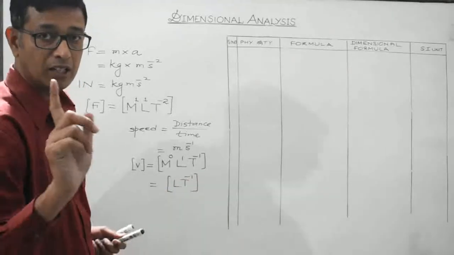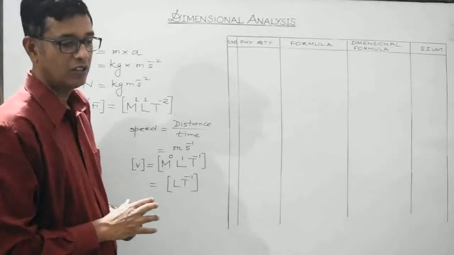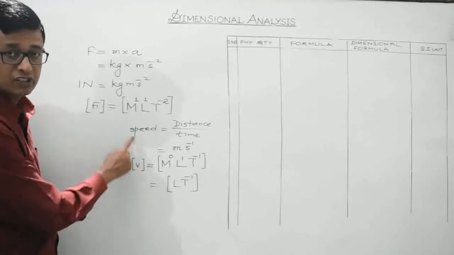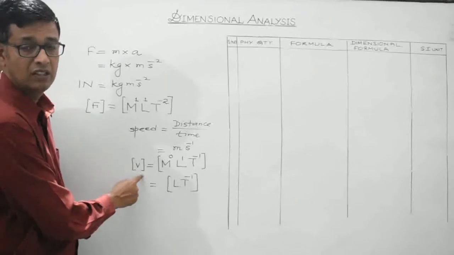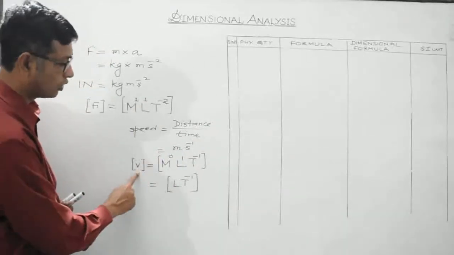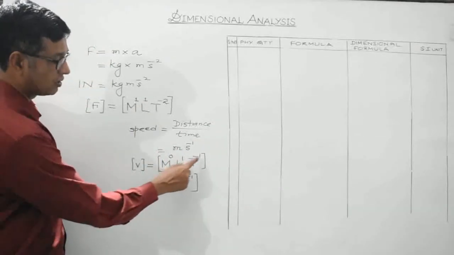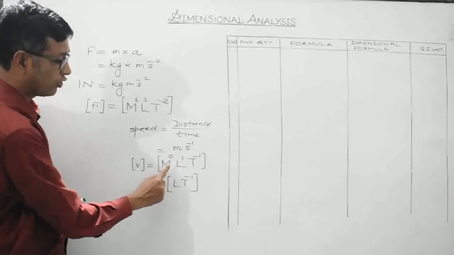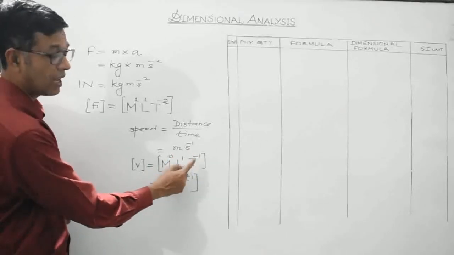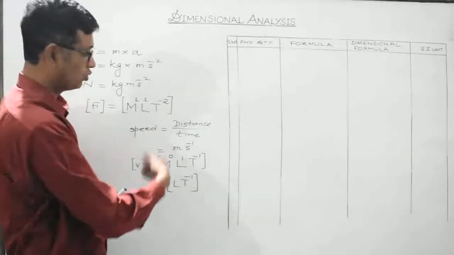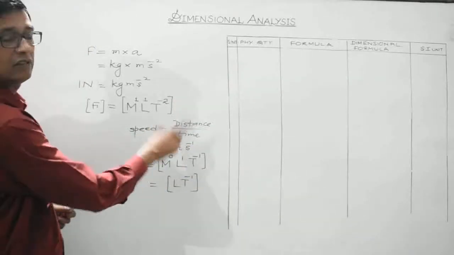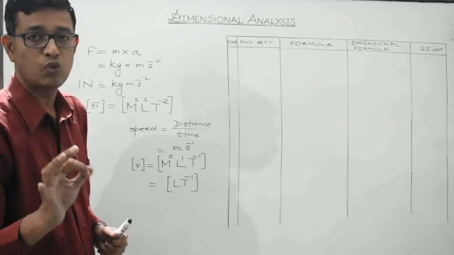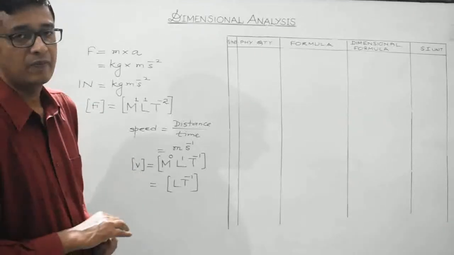So again, I am repeating the definition. The dimensions of a physical quantity, which in this case is considered to be the velocity, are the powers to which the fundamental units of mass, length and time have to be raised so as to obtain the unit. So this is how the dimensions of a physical quantity may be defined.